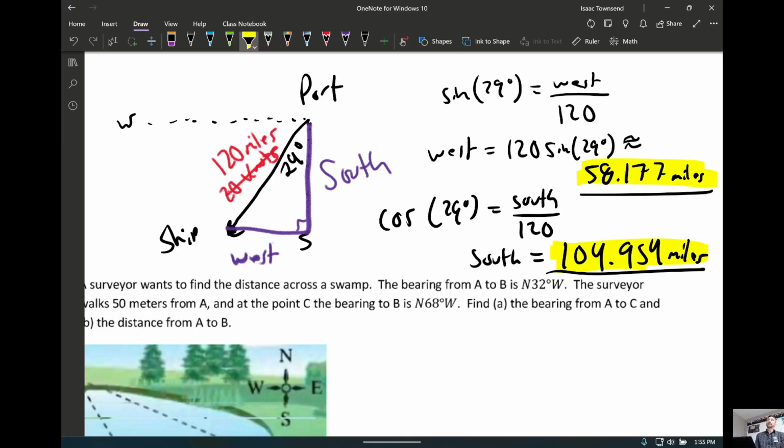So at the end, two SOHCAHTOA equations to find two sides of a right triangle, but setting up your right triangle required us to be able to read this bearing and the wherewithal to know that if you want these as lengths, you need to change this to a length. Don't leave this as 20, it has to be 120. It's 20 knots for 6 hours. Noon to 6 p.m. is 6 hours. 20 times 6 is 120.